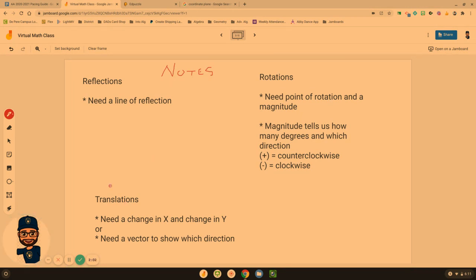Last but not least, down here at the bottom, translations is what we're getting into today. For translations, we need one of two things. If we're on a coordinate plane, it's usually telling us how the x values are changing and how the y values are changing. If we're in space without a coordinate plane, without that grid paper, then we need to know a vector. The vector shows us which direction and how far to slide something. That's what we really need to know for translations.